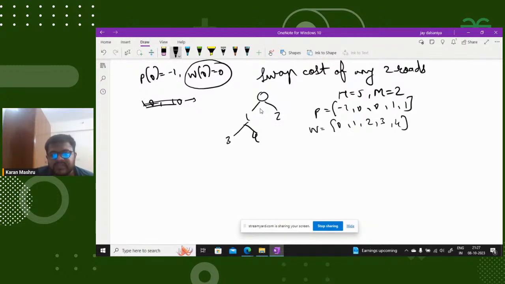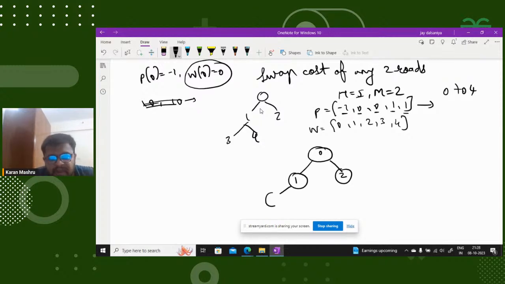So basically, if we try to form a tree from it, n is 5, so my node numbers will be from 0 to 4. This is the parent array, which says that 0th parent is minus 1, so there is no parent of 0. 1's parent is 0, 2's parent is 0, 3's parent is 1, and 4th's parent is 1. So I can say 0 is the topmost node. This is the tree which I get.